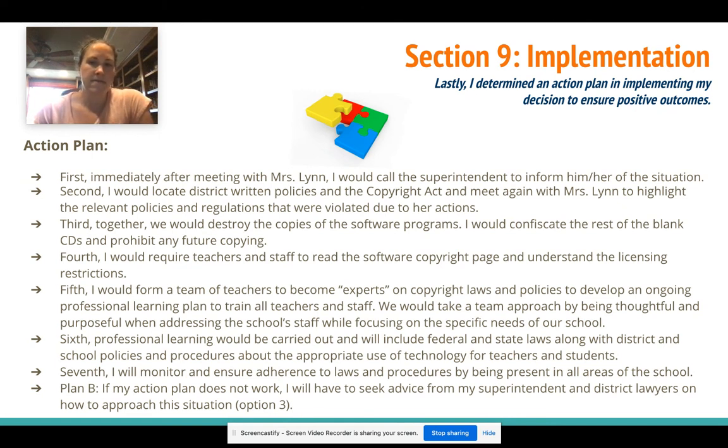And then plan B: if my action plan does not work, I will have to seek advice from my superintendent and district lawyers on how to approach this situation.